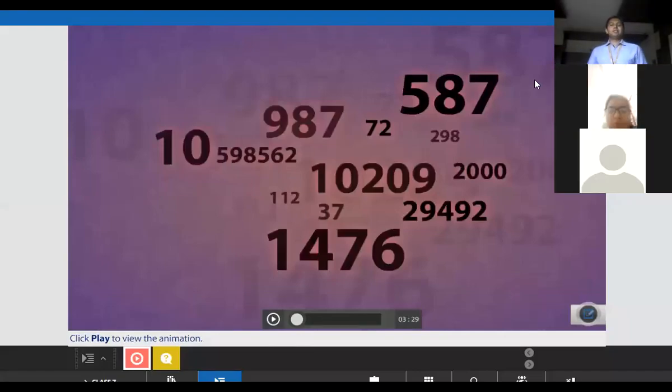Now the topic of the day is integers. So we'll start with the integers presentation. Let's have a look.